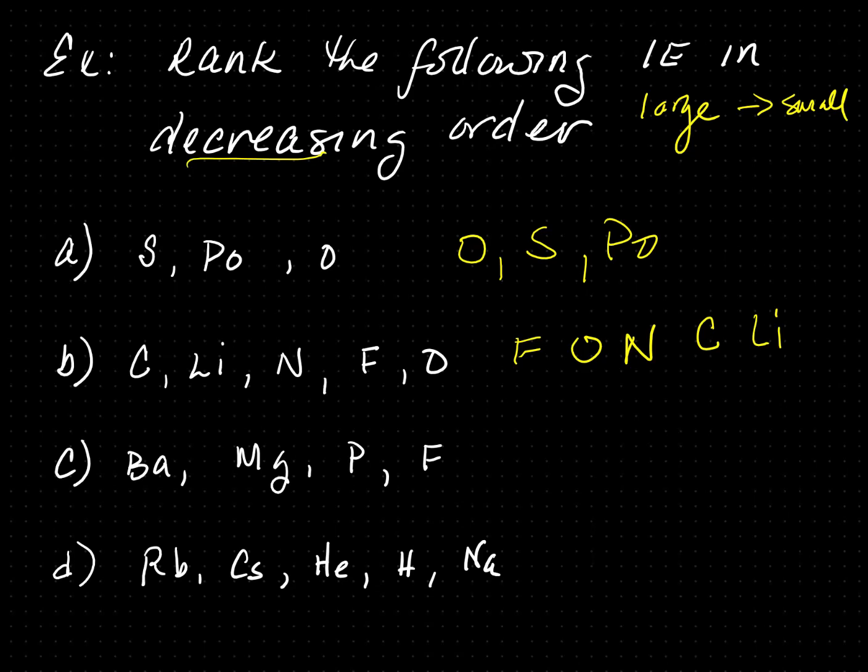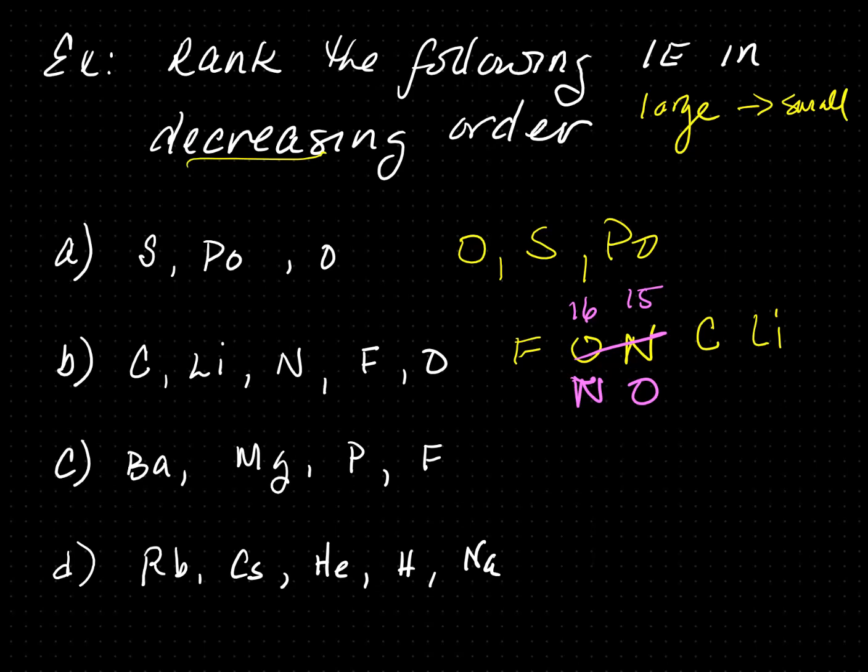However, oxygen is in group 16 and nitrogen is in group 15, and because oxygen has a pair of electrons, there's electron repulsion, so nitrogen is going to be larger than oxygen. So it's F, N, O, C, Li. For C, we have barium, magnesium, phosphorus, and fluorine.